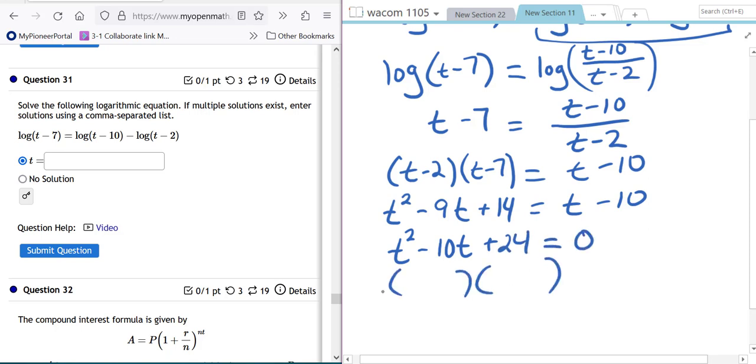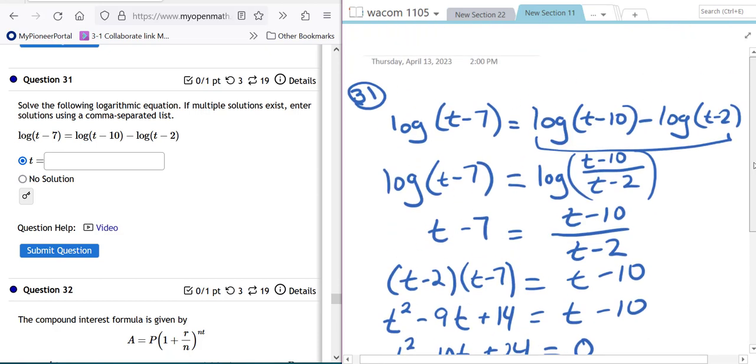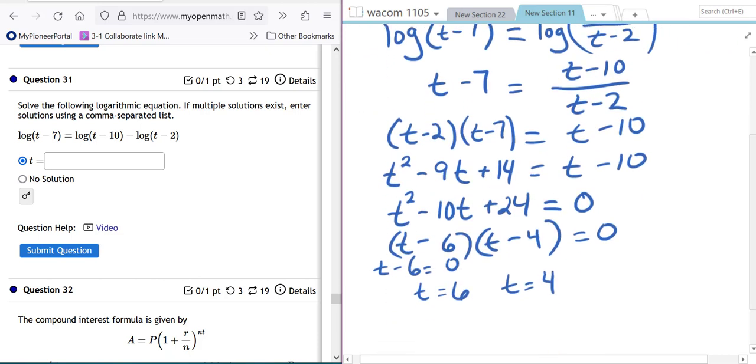This one we're going to factor, like signs both minus, and how about 6 and 4? And then you set each one equal to 0. So t minus 6 equals 0, that is t equals 6, and this one will be t equals 4. Right, and we have to go back and check. So we're going to check for 6. 6 is not going to work. You have 6 minus 7 is negative 1. You don't have to check it anymore. So 6 is out.